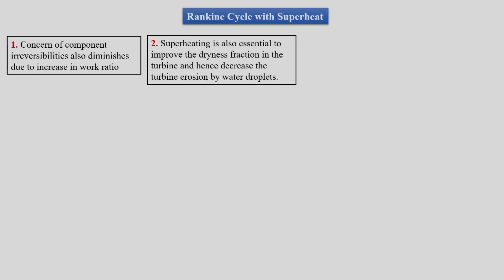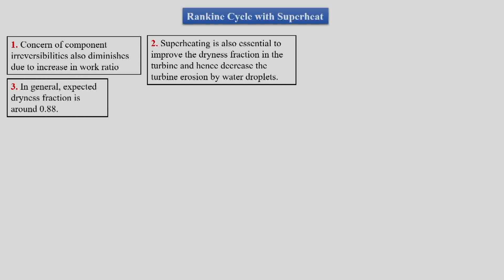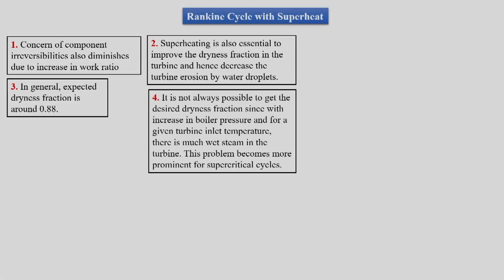Superheat is also essential to improve the dryness fraction. We had seen that at the exit of the turbine, if we would have the entry to the turbine as dry saturated steam, the turbine outlet or point 4 would remain inside the dome, but if we would have superheat, then we will go close to the dry saturation point. But we expect to have dryness fraction in general around 88% or 0.88 at the exit of the turbine. This has one implication.